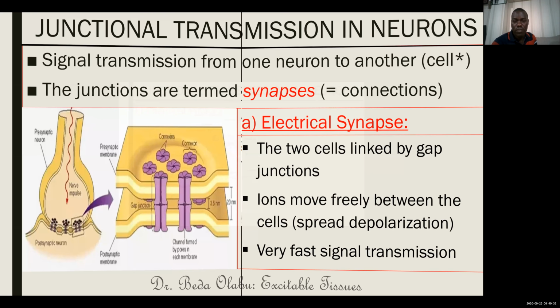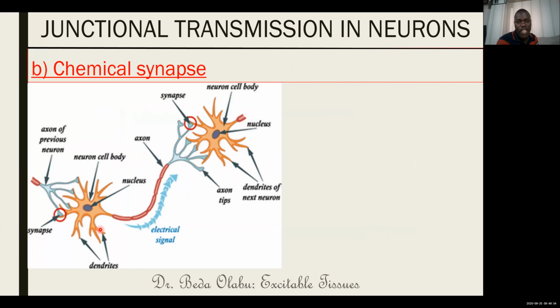How about the second type of junction transmission, which I'm calling chemical synapse? Now, there are things you need to understand about a chemical synapse. So look at this. This is an axon that has reached here, then synapses with this neuron, maybe via multiple points. So we start another neuron here.